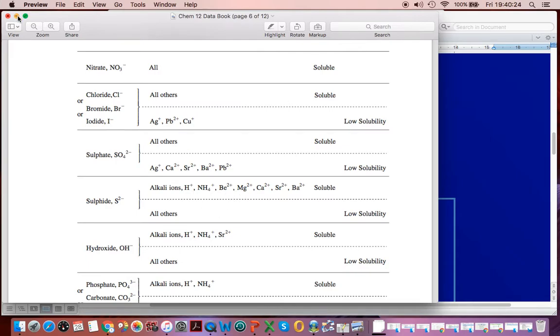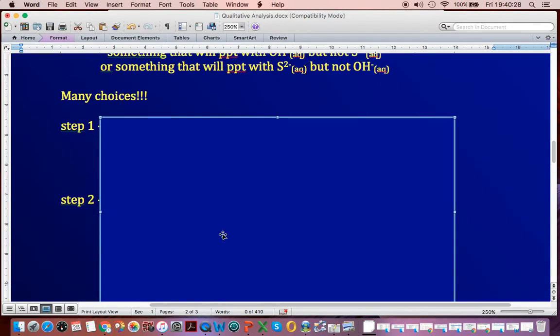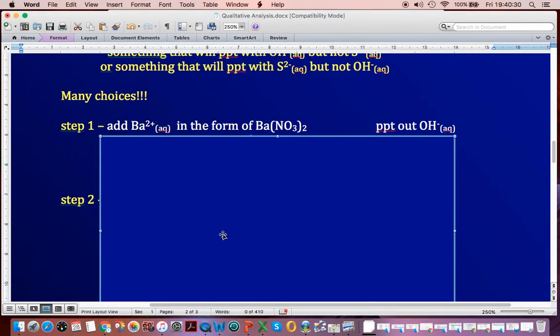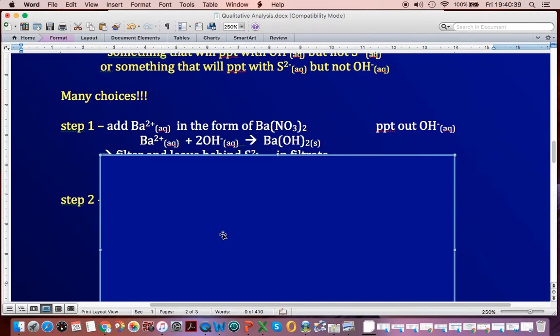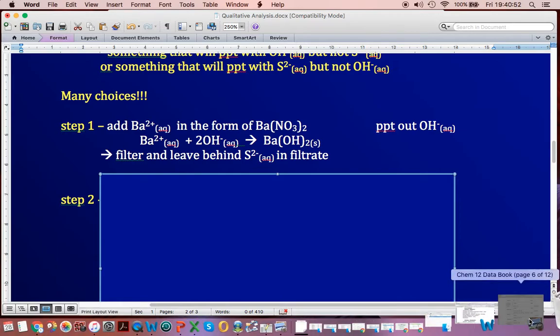So let's see what we chose behind the door. So if we add barium, and we add it in the form of barium nitrate, that's how we deliver it. It's going to go after the OH minus and leave the S2 minus behind. So then we write our net ionic equation, and that's what we'll filter out. The S2 minus passes through the filter paper in a filtrate, and now we're off to the races.